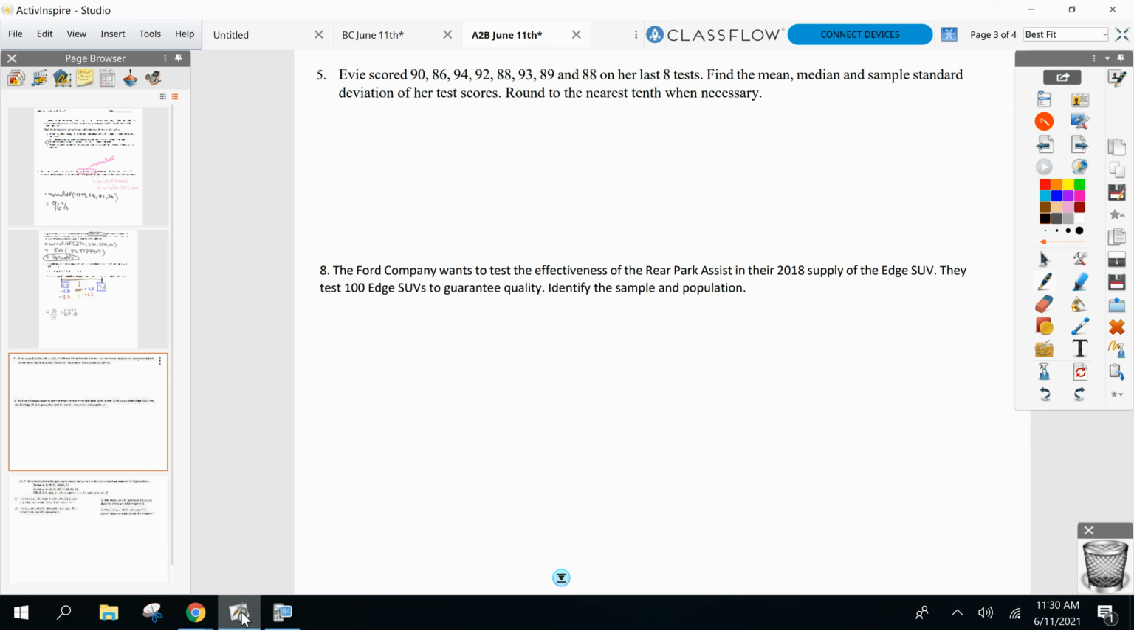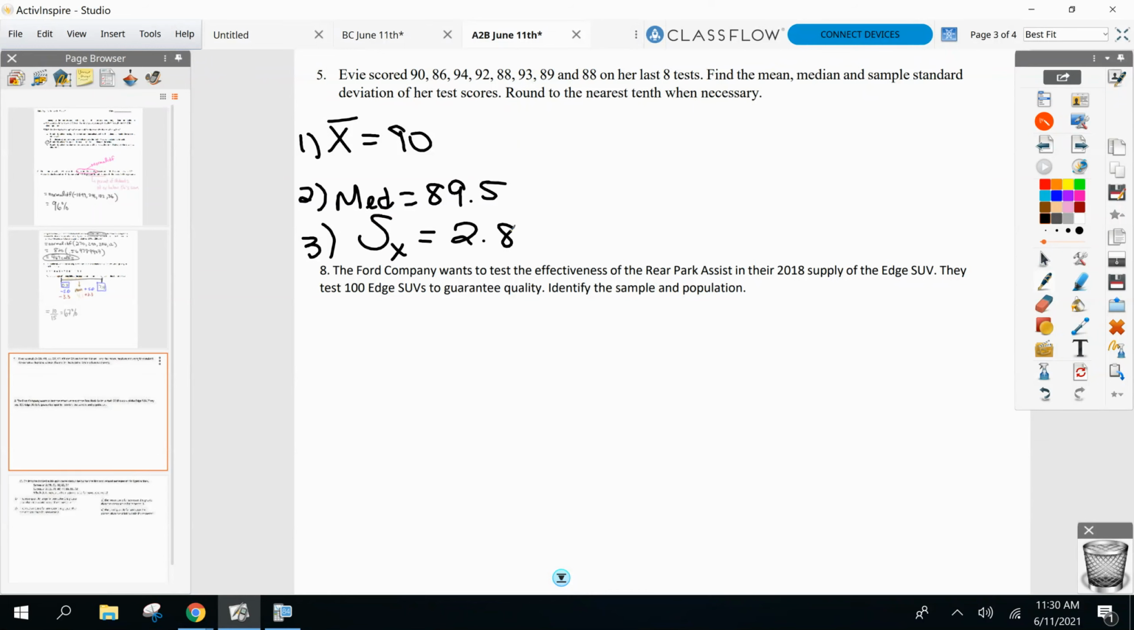So what's your mean? 90. 90. That's x-bar. Good. How about the median? 89.5. All right. And now finally, make sure you pick off the correct one, the sample standard deviation, to the nearest tenth. 2.8. Good, everyone. Sample, that's Sx. S for sample, equal to 2.8. Good work, Nick.